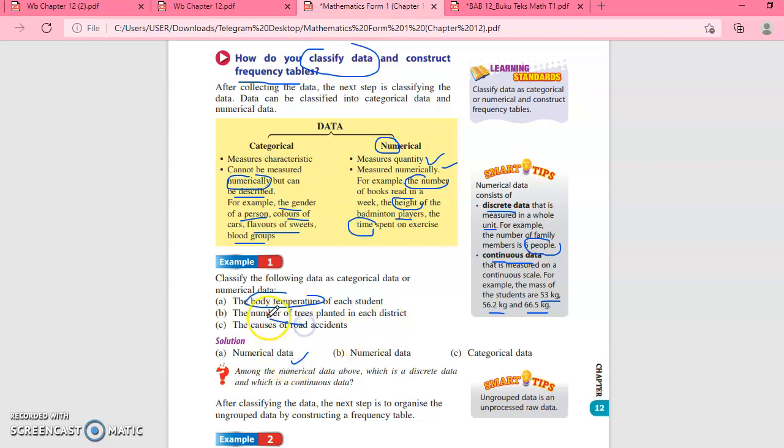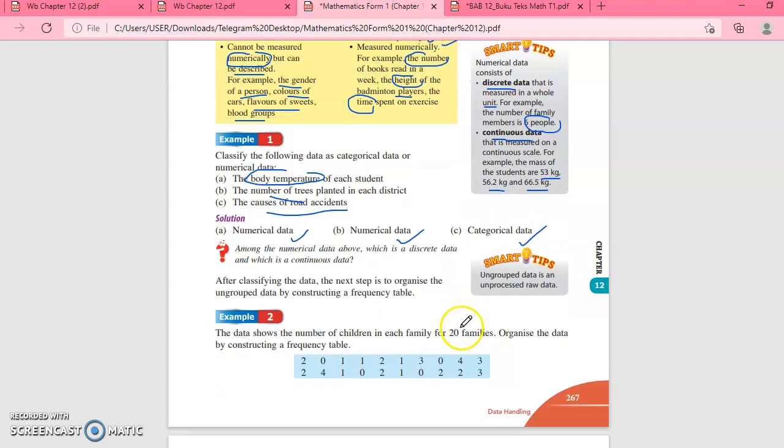The number of trees, number, so numerical data. The cause of a road accident is a measured characteristic, so it's categorical data. In example number 2, you need to learn how to organize ungrouped data by constructing a frequency table.